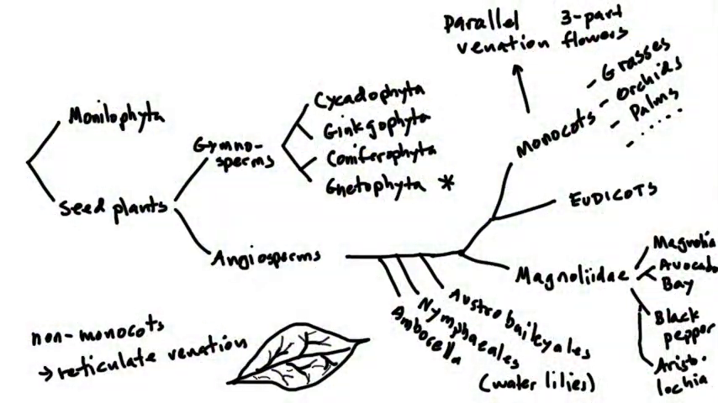But for the purposes of our class, we will just identify the magnoliids as we come to them. And you can presume that any flowering plant that is A, not a monocot, and B, not identified for you as either a magnoliid or a water lily, then that plant is probably going to be a eudicot.